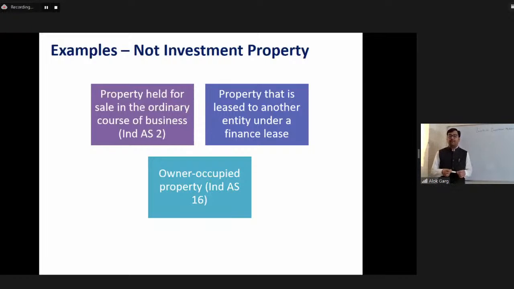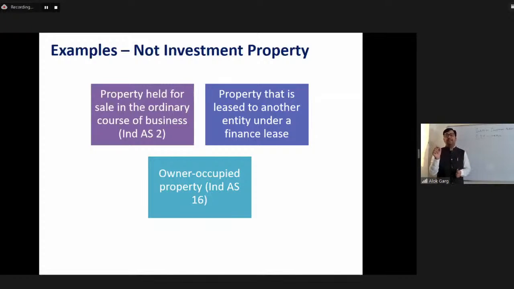What is owner occupied property? Owner occupied property, OOP, is a property, plant and equipment under Ind AS 16. What was the definition of property, plant and equipment? Property, plant and equipment are tangible items which are held for use in production or supply of goods and services, held for rental purposes, held for administrative purposes. Held for rental purposes, which one? Other than land and building. I have told you under Ind AS 16 that where held for rental purposes is written, it is written for assets other than land or building.